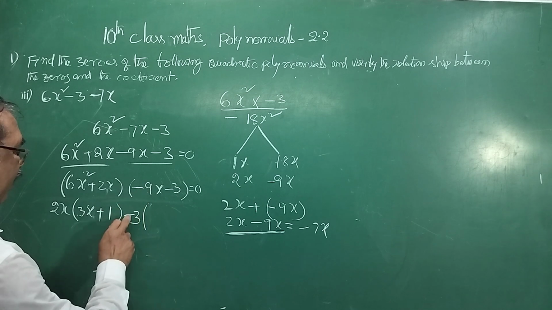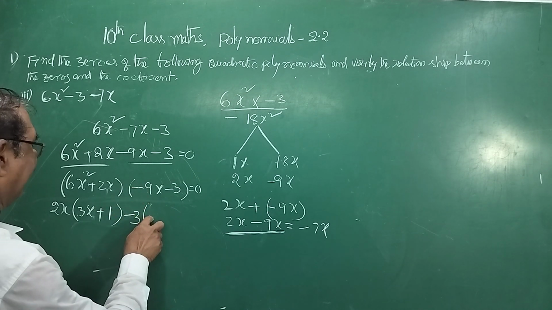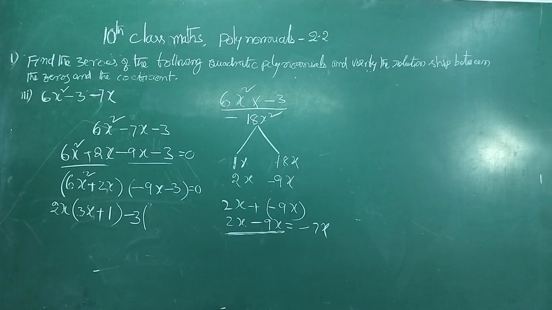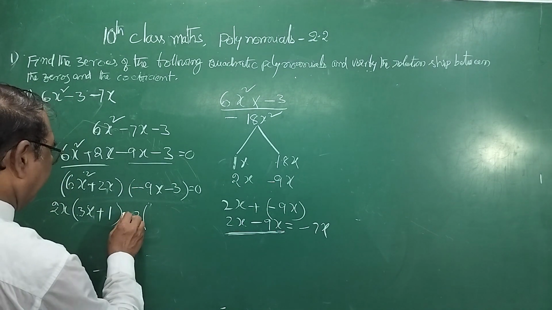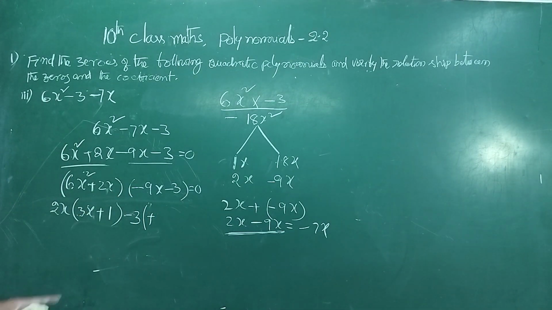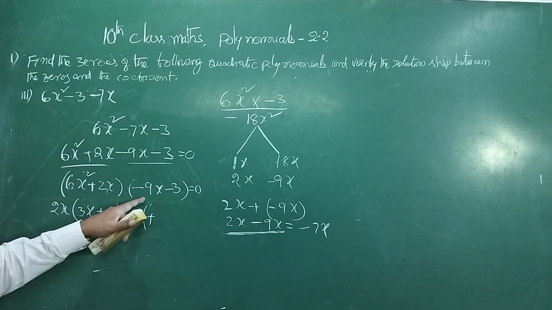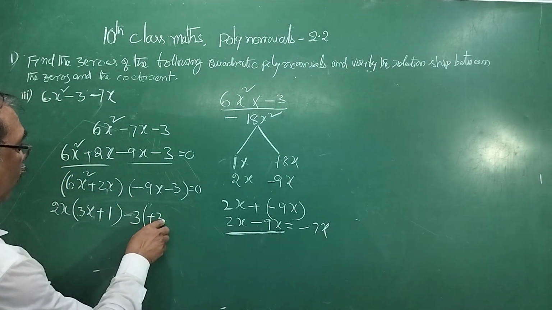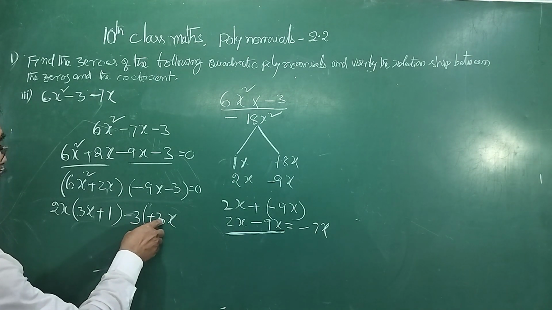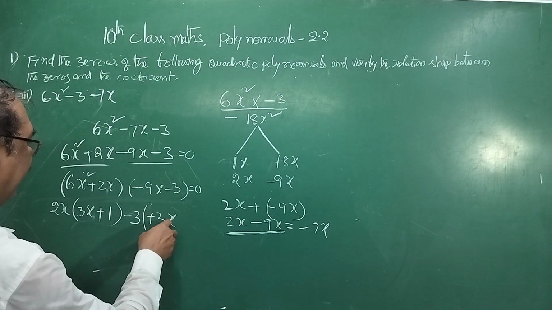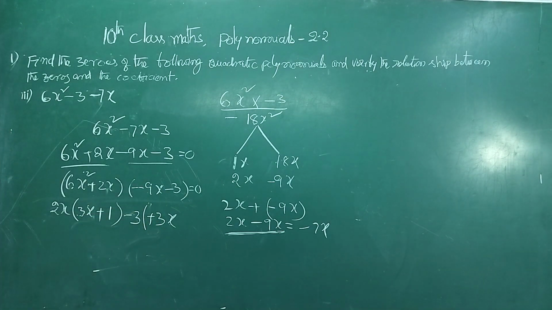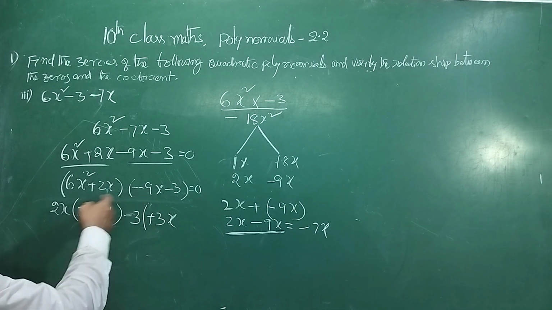What will be here? Minus into minus, what is 3 into 3? Minus into plus, minus. 3 into 3 is 9, so 9x. Minus into plus, minus 9x. There is no change at all. Correctly we brought out minus 3.